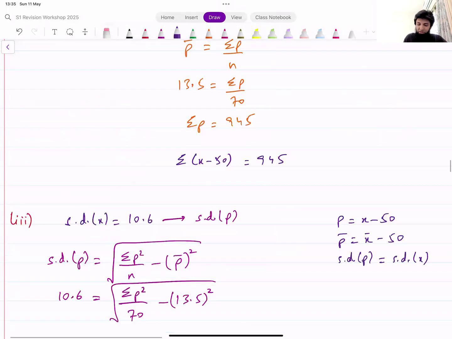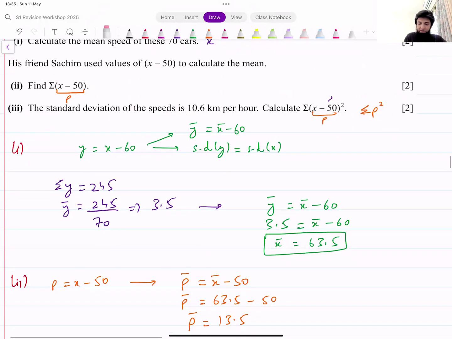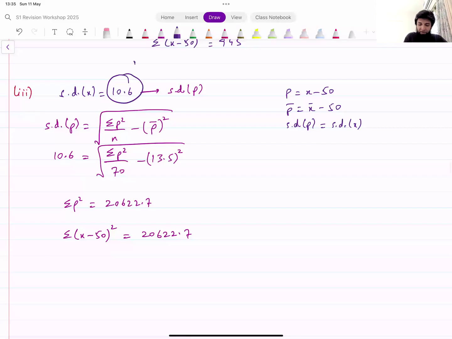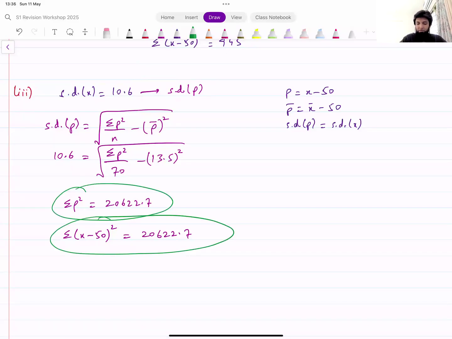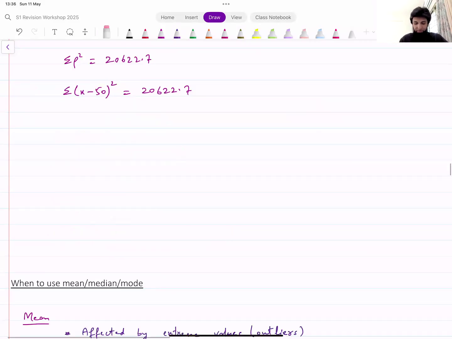If the standard deviation of the speeds is 10.6, standard deviation of p is also going to be the same. That does not change in linear transformation. So that means the standard deviation of x is the same thing as the standard deviation of p. Use the formula, you'll find the value of sigma p squared, and that's the result that you were looking for. Okay, so you can use substitution like this to do these linear transformation problems.